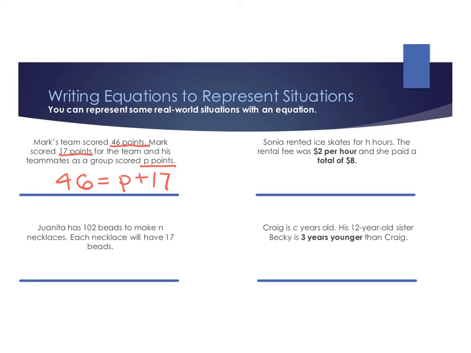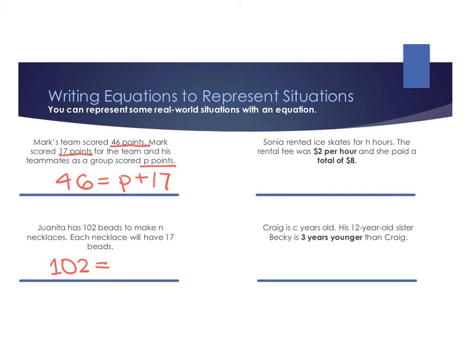Let's do this one right here about Juanita. Juanita has 102 beads to make N necklaces. Each necklace will have 17 beads. So there are several different ways that I can write this equation. I'm actually going to write this one multiple ways, okay? So I'm going to say that she has a total of how many beads? Well, she has a total of 102 beads.